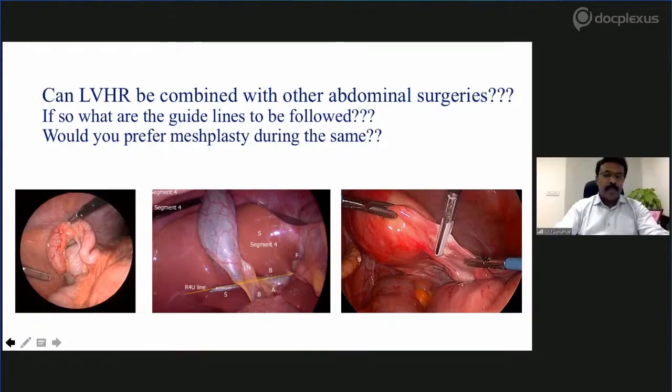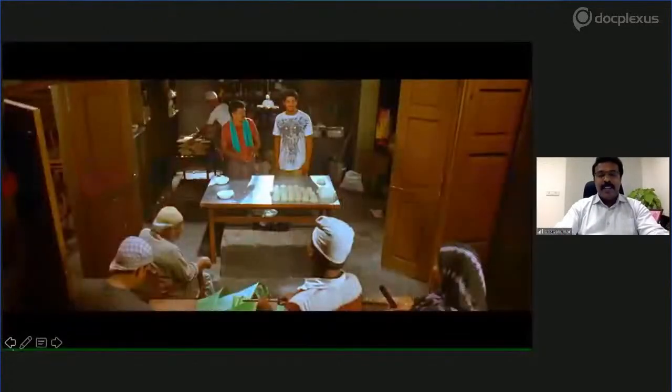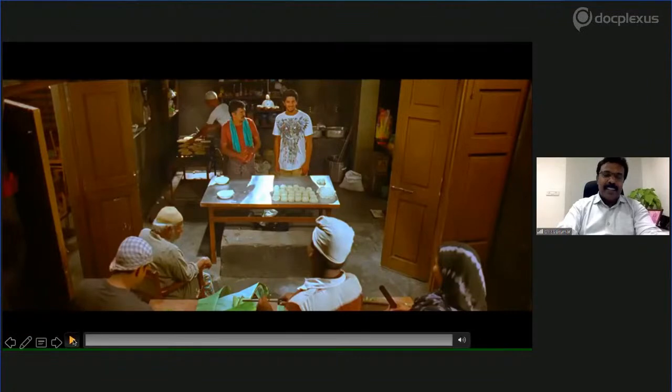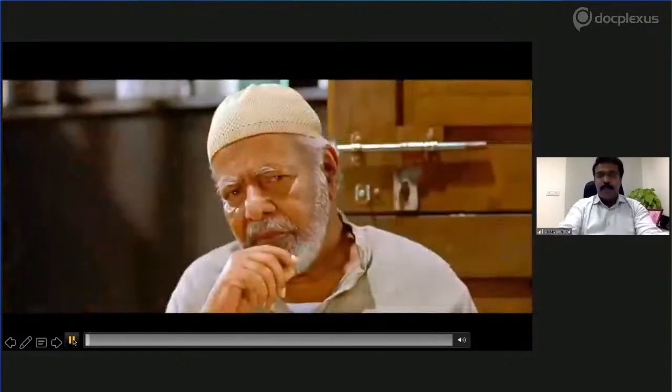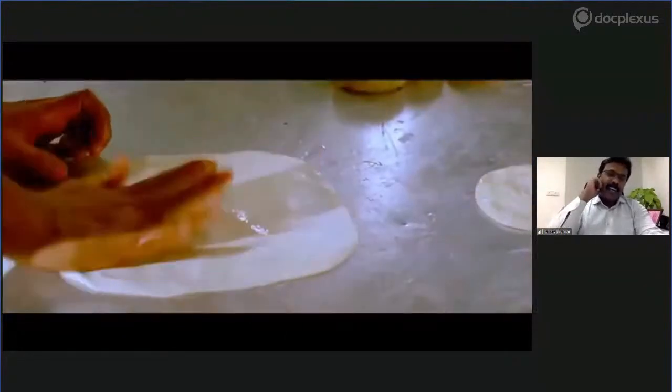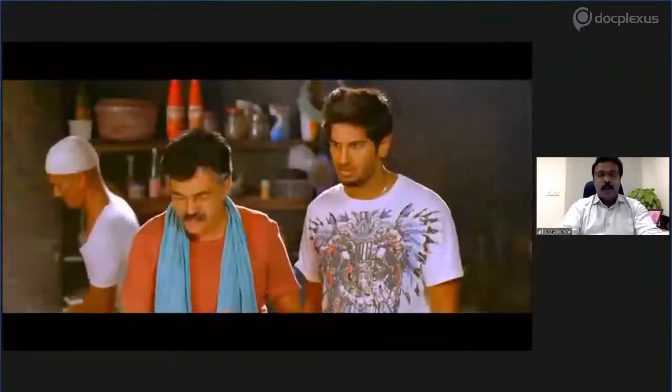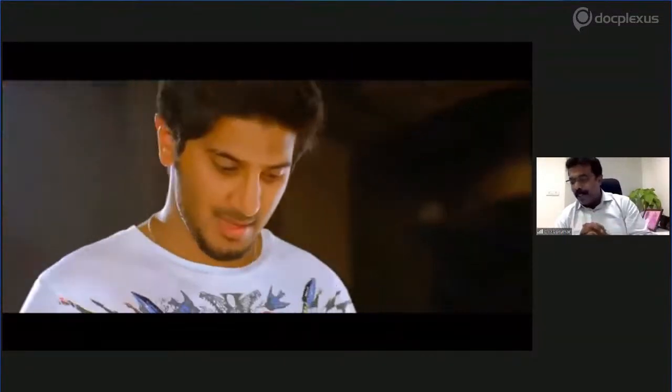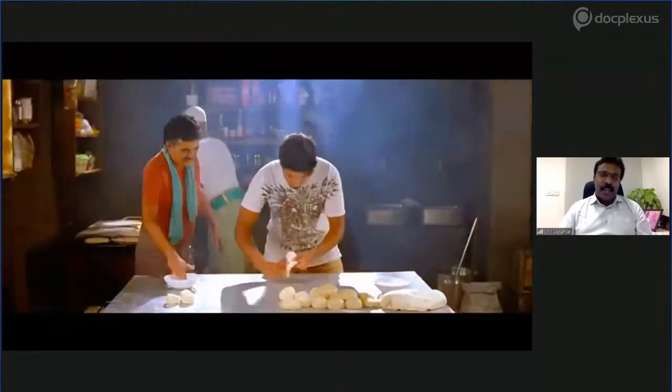I think our time is overwhelmed. We'll just start with this. This is a small video for the youngsters who want to become a laparoscopic surgeon or laparoscopic hernia surgeon. I think it will give some boost. This is from a very famous movie from Kerala. This is a master who is trying to teach how to make a parotta, Dr. Flavio. This is our favorite food in South India, in Kerala and Kanyakumari.